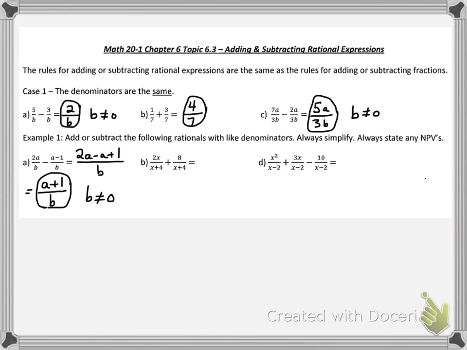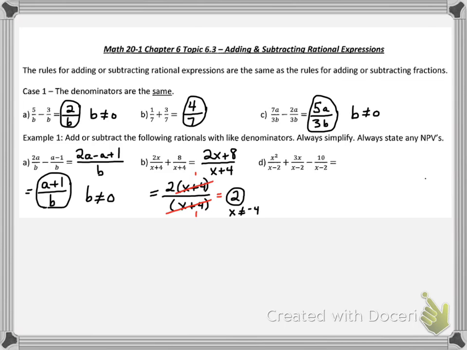In the next one, we have 2x over x plus 4 plus 8 over x plus 4, and that'll be 2x plus 8 over x plus 4. But we're not done, because we can factor a 2 out of the top to make it 2 times (x plus 4) over x plus 4, and the x plus 4s will cancel to leave you with 2, and x cannot equal negative 4.